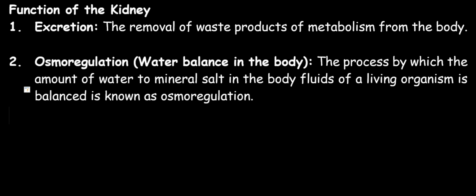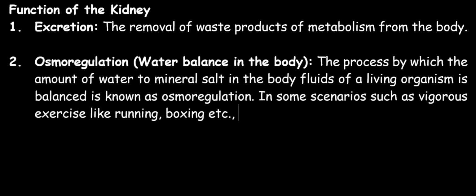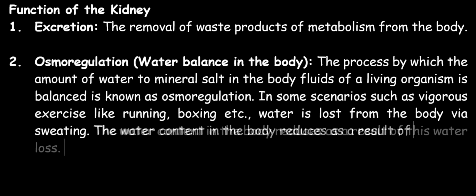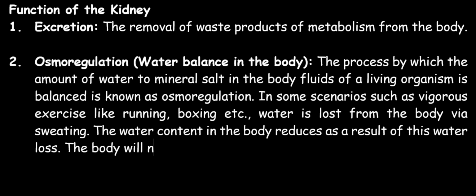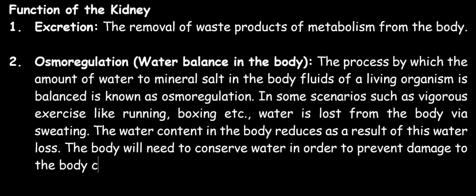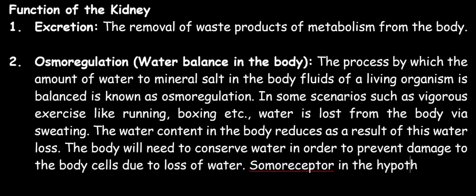In some scenarios, such as vigorous exercise like running and boxing and maybe other activities, water is lost from the body via sweating. The water content in the body reduces as a result of this water loss. The body will then need to conserve water in order to prevent damage to the body cells due to loss of water. There are receptors known as osmoreceptors present in the hypothalamus found in the brain.